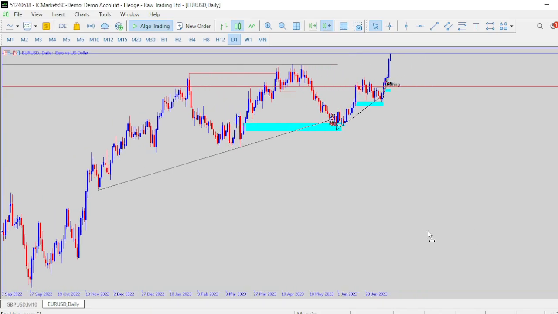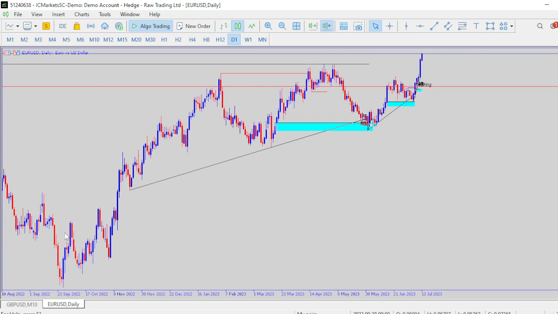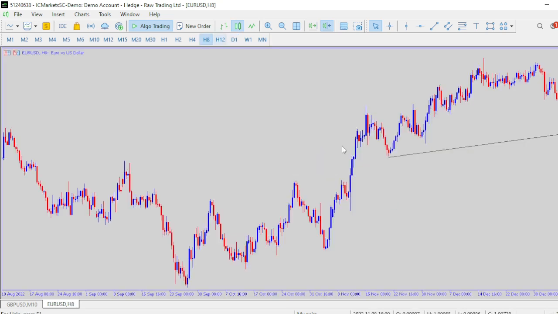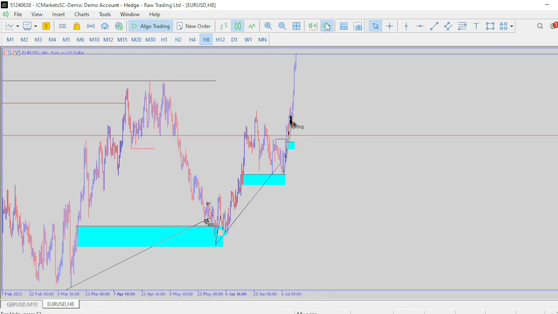Yes, you see, this is a high time frame structure. High, low, high, high, high, high, low, high, high, high, low. High, high, high, low, high, high, high, low. High, high, high, low, high, high, high. At this point, I noticed this trend line. Remember that we are bullish on daily time frame.